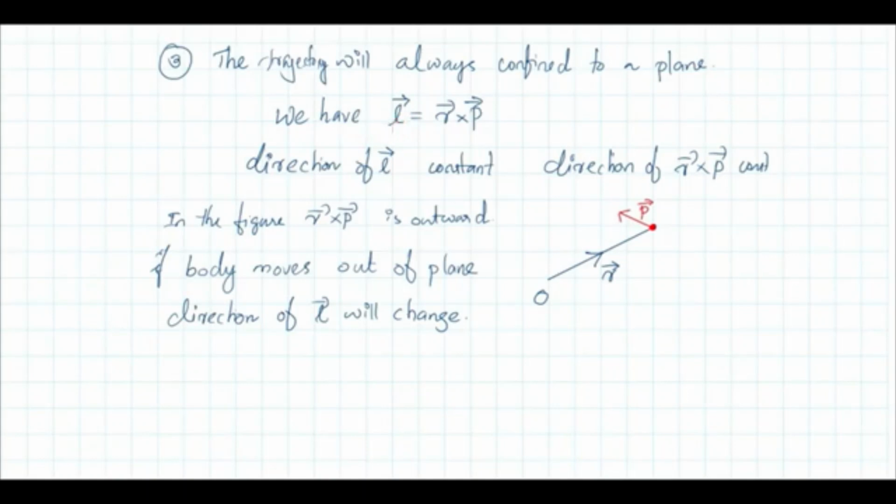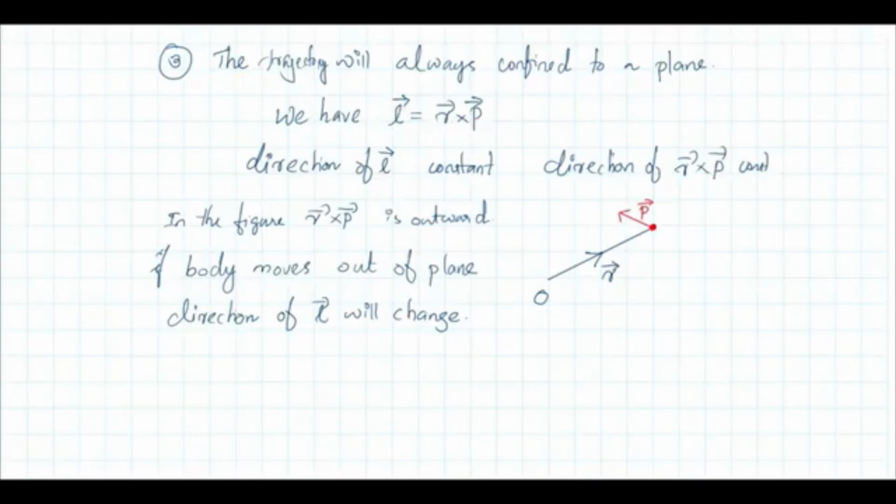Why? Because we have the equation for angular momentum L, that is R cross P. We already mentioned that L is a constant, that is, the direction of L is also a constant, and the direction of the cross product is perpendicular to both the vectors. So the direction of L is perpendicular to the direction of R and the direction of P.